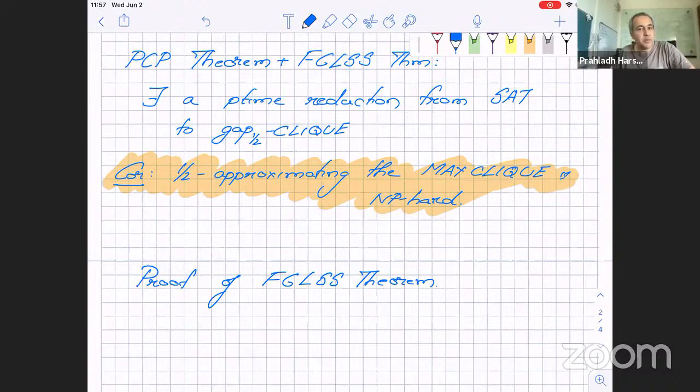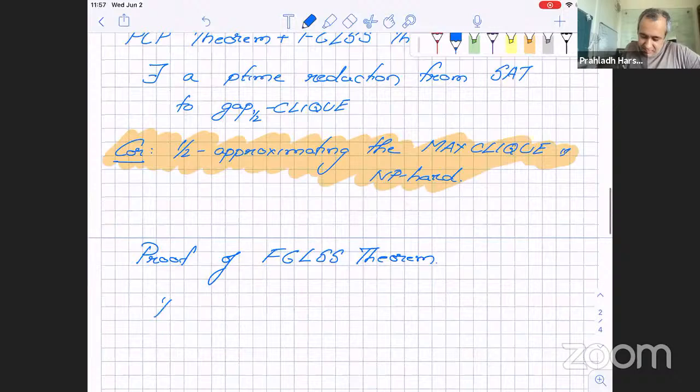And the funny thing about FGLSS is they didn't have to give a reduction. They actually used an off-the-shelf reduction. They just had to observe that this off-the-shelf reduction had this property. But it was a very crucial observation. It sort of changed the world of study, the understanding of our hardness of approximation problems.